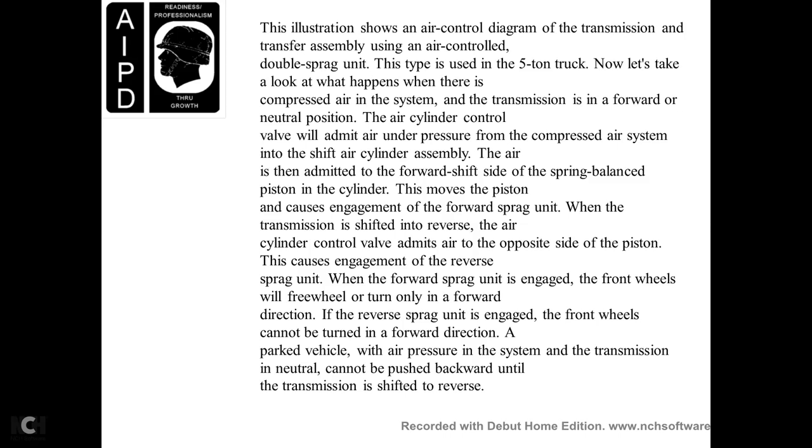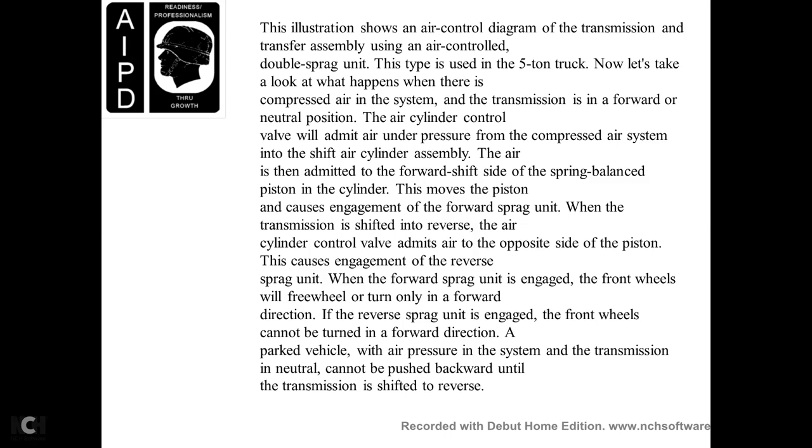Now let's take a look at what happens with compressed air in the system. With the transmission in the neutral position, air under pressure from the control valve shifts the air cylinder assembly. The air is limited to the forward shift side by the spring balance, with the piston moving to cover the engagement of the forward sprag unit. When the transmission is shifted into reverse, air from the control valve goes to the opposite end of the cylinder.